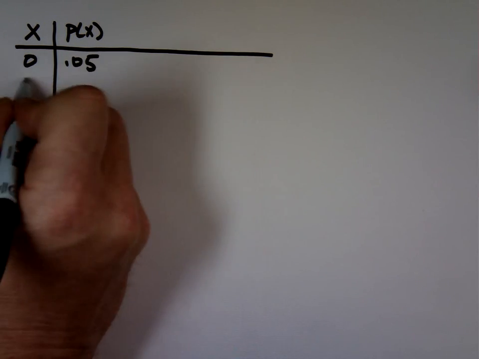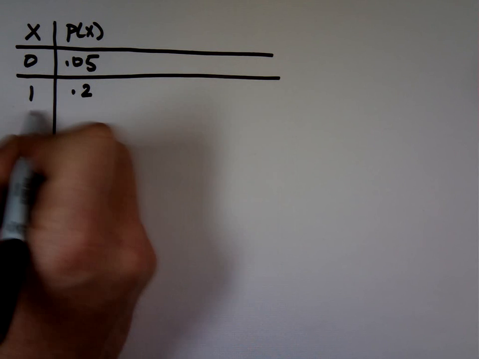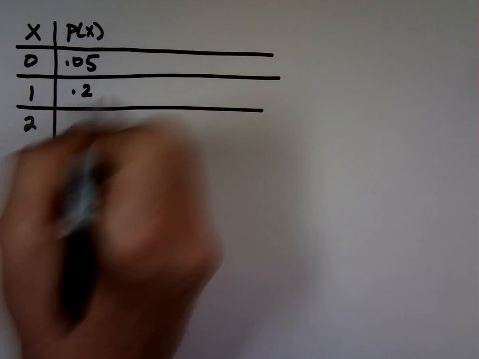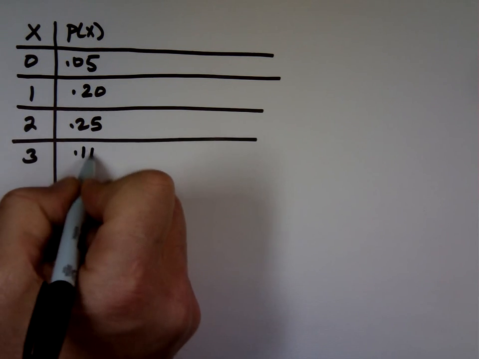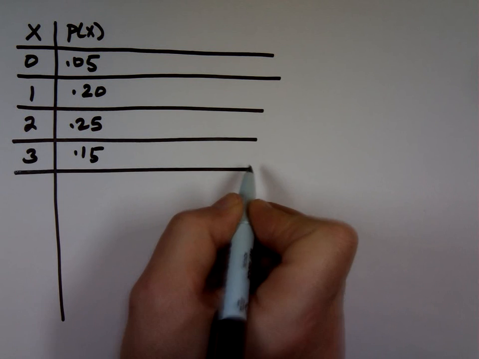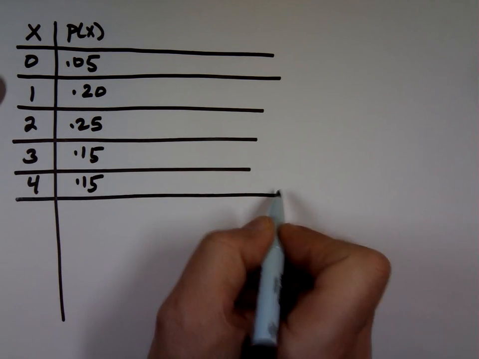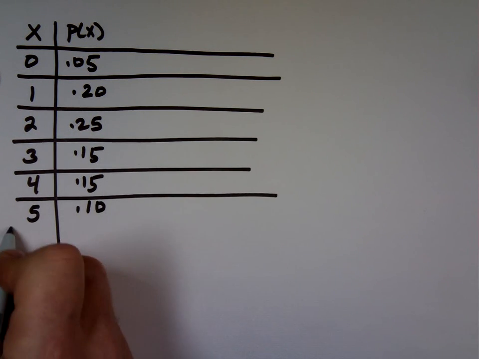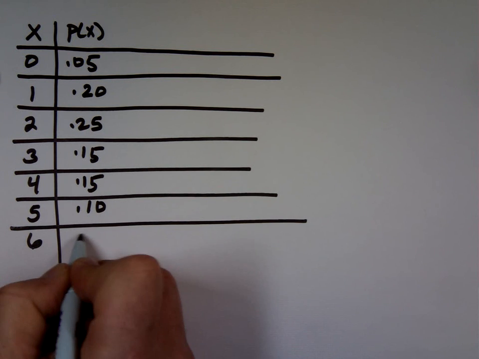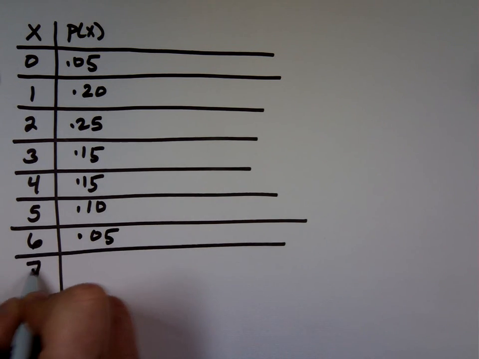I'll take the first table. For 0, I use 0.05. For 1, I used 0.2. For 2, we had 0.25. For 3, 0.15. For 4, it's 0.15. 5 is 0.10. 6 is 0.05. And 7 is 0.05.